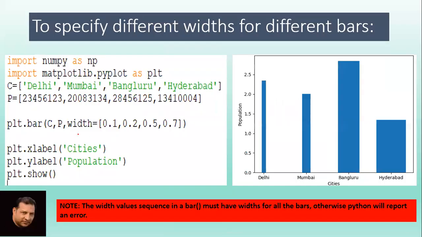Now next, different widths for different bars. Again, see this line: c, p, width is equal to a sequence of numbers: 0.1, 0.2, 0.5, 0.7. See, this width is 0.1, this is 0.2, this is 0.5, and this one is 0.7. You can compare the size easily.